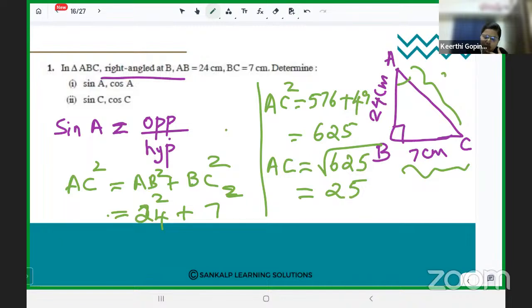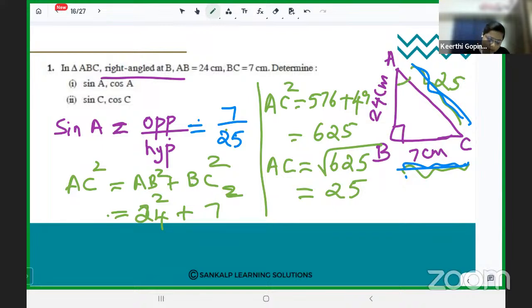Now we have obtained the value of AC. It is nothing but 25 centimeter. Now can you find out sine A? What is sine A? Opposite side by hypotenuse. Opposite side is 7 and hypotenuse is 25. So 7 by 25. Is that clear to you all? Sine A is nothing but 7 by 25.